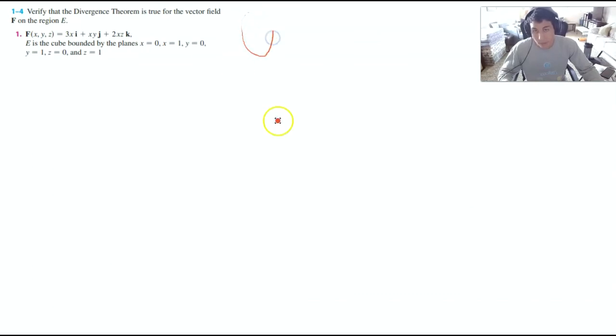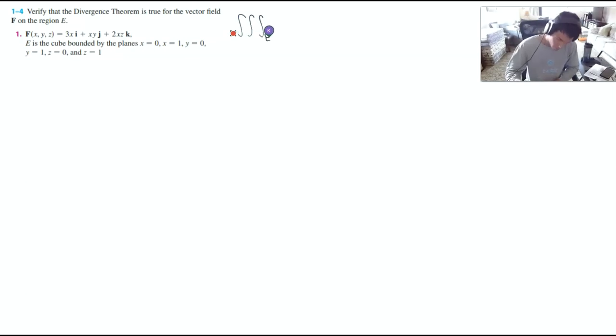Okay, so now we're going to be using the Divergence Theorem. I'll write out the theorem. It's saying that if we take the divergence of F and integrate it as a triple integral over a volume, then it's equal to the surface integral, or rather, the flux integral, which is this.